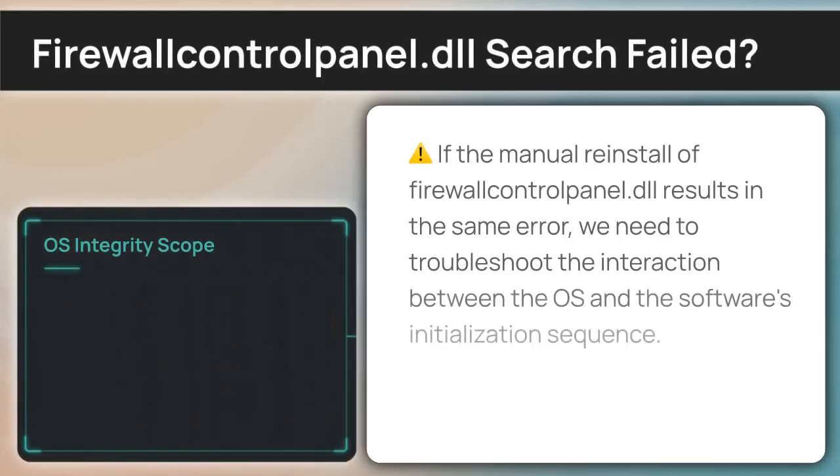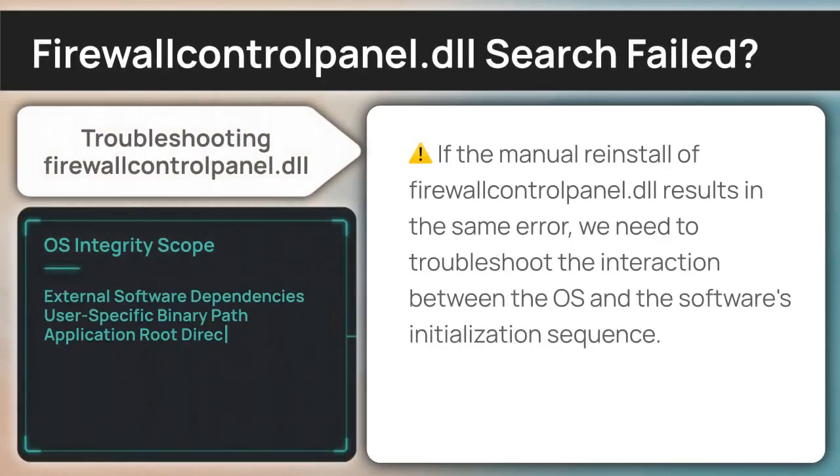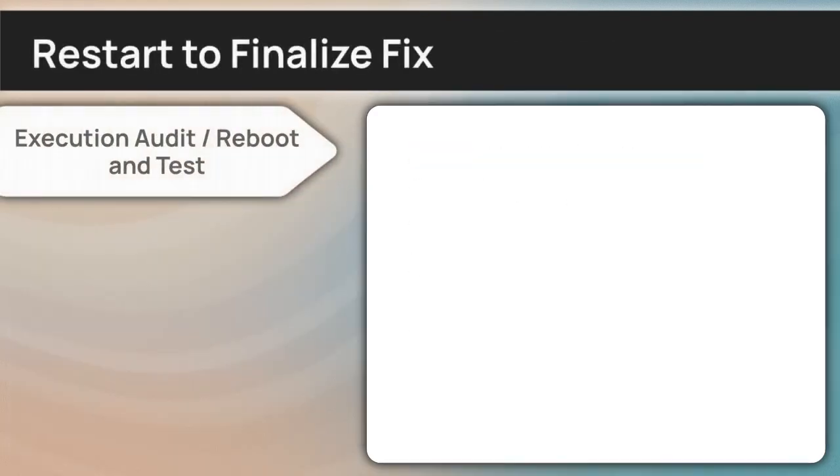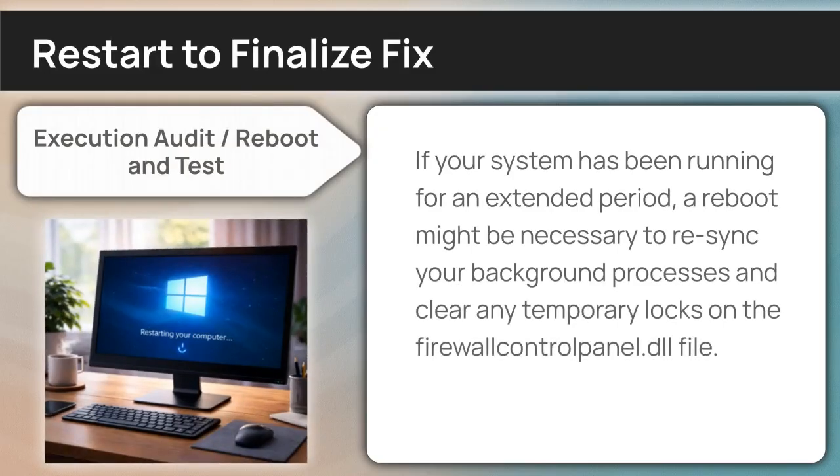When the primary installation path fails, a more surgical approach to checking your system's environmental variables is required. A quick system restart is a practical way to ensure that all shared libraries, including Firewall Control Panel, are being loaded correctly into the current session's memory.